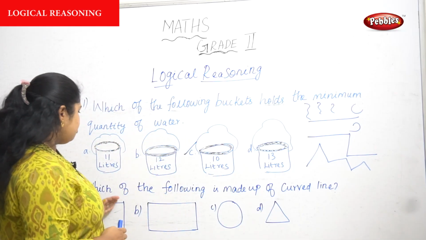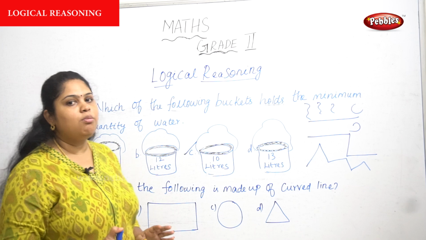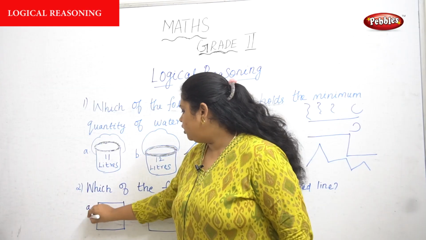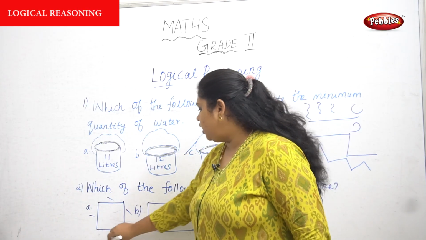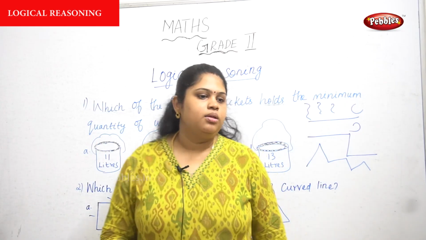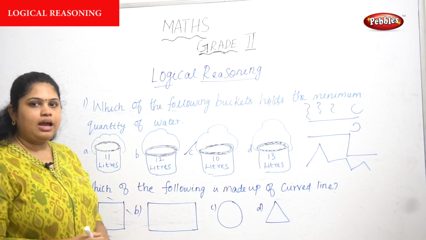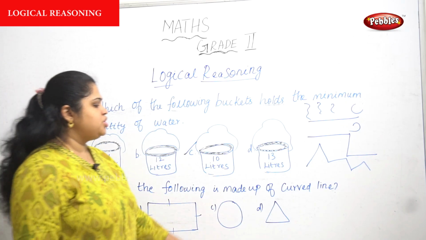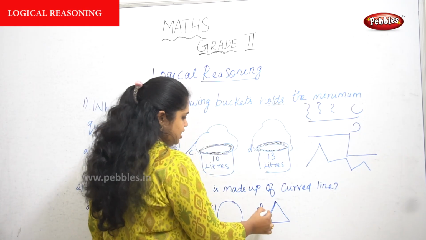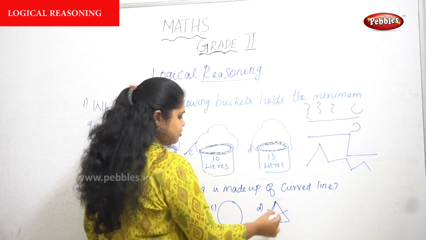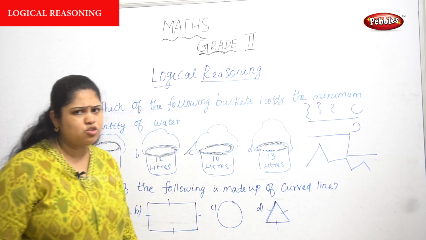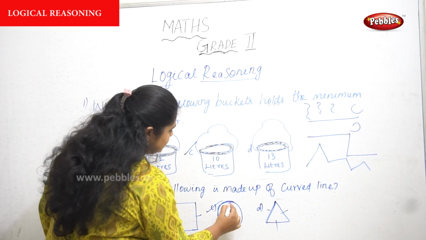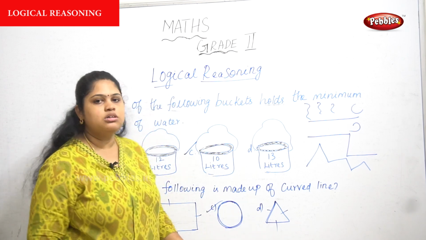See here, the first one is a square. The square is made up of 4 straight lines. Rectangle also has 4 straight lines. Option D also has slanted lines, each a line, not a curved line. Whereas a circle is made up of a curved line. See, it's a curved line. So the circle is the curved line.